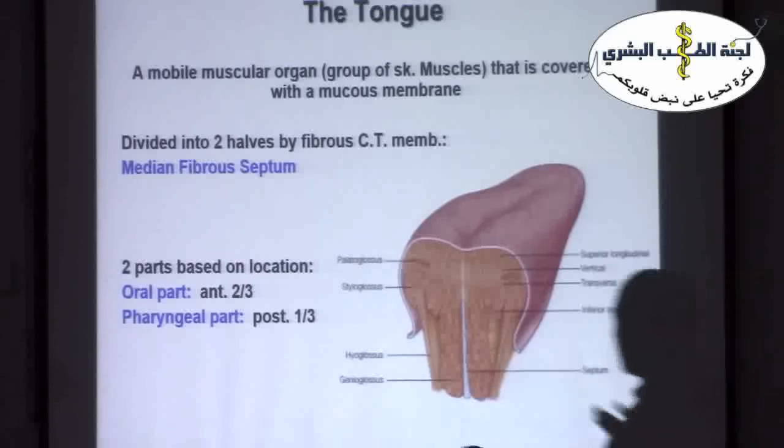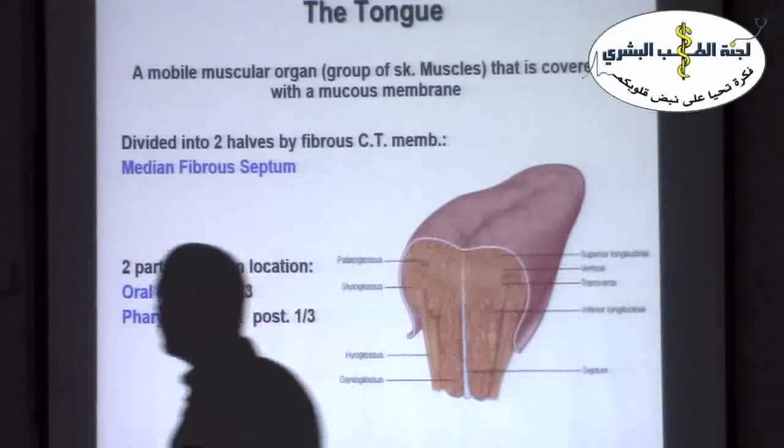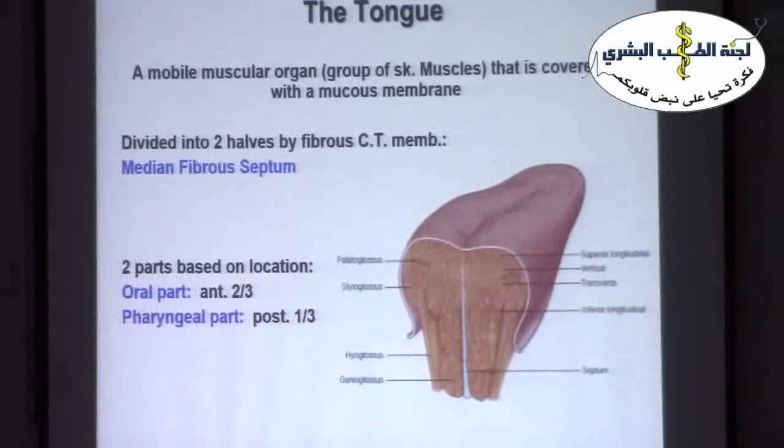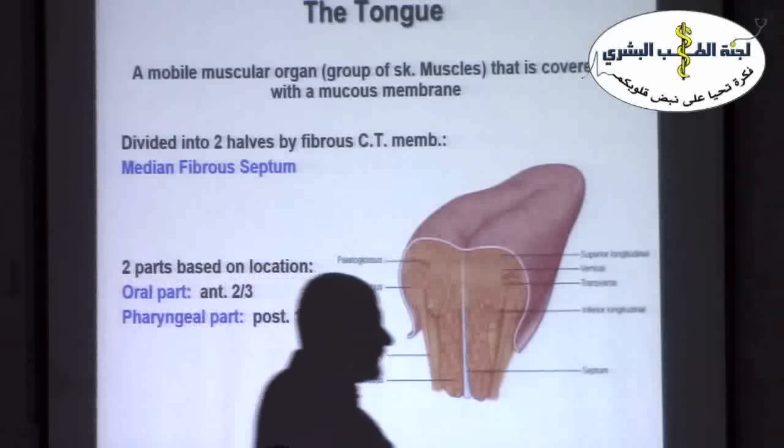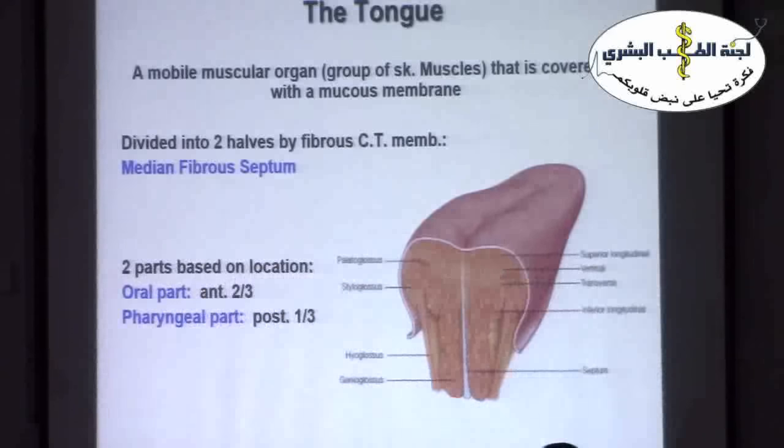Anybody know some of the functions of the tongue? Taste, speech, mastication, it presses food against the hard palate, and a very important function, swallowing, deglutition, okay? Swallowing. So those are all important functions contributed by the tongue and other organs, of course.